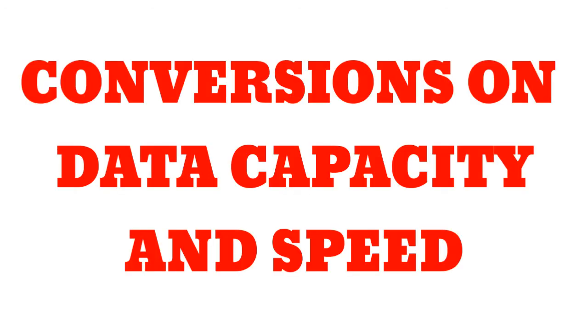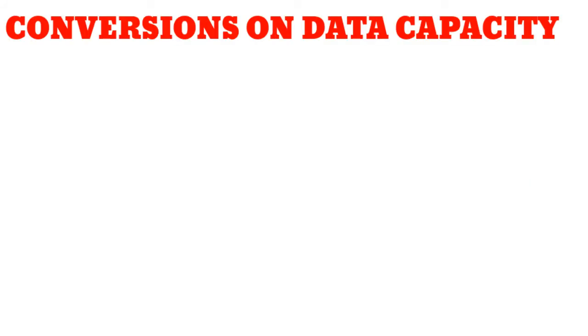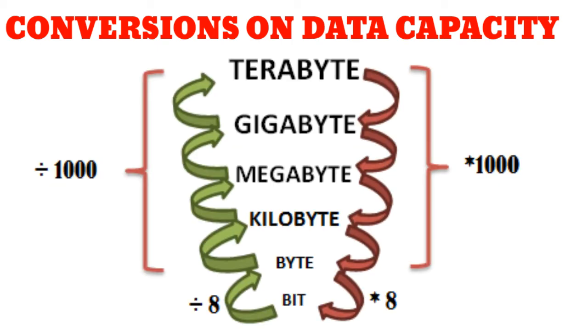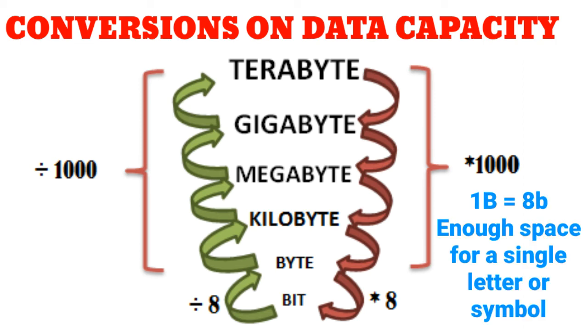That would be all for the 4 fundamental operations in binary, and now, let's talk about the conversions on data capacity and speed. Let us first talk about the conversions on data capacity. As you can see here, as we go up, we divide it by 1000, but as to bit and byte, we divide it by 8. And as we go down, we multiply it by 1000, but as to byte and bit, we multiply it by 8.